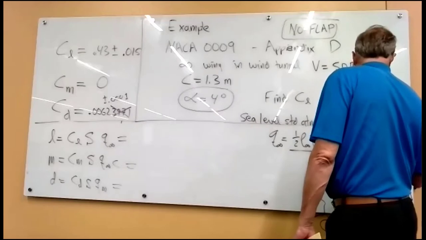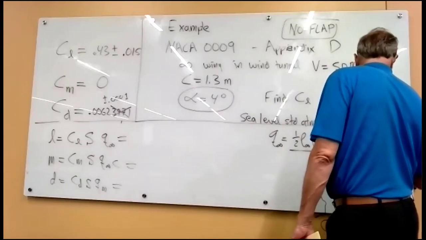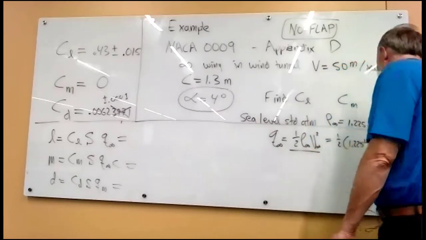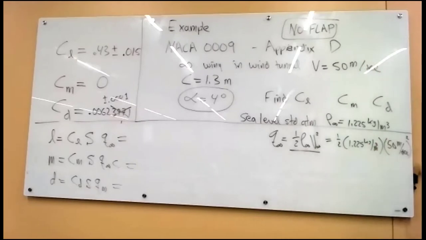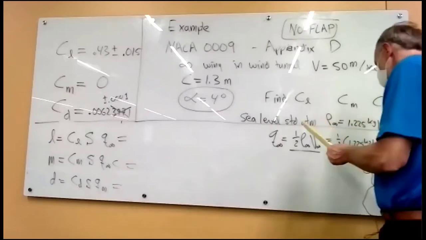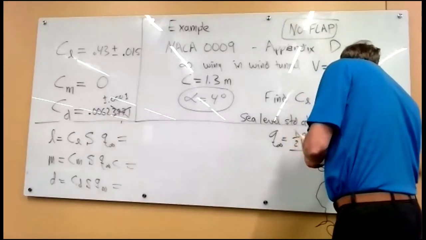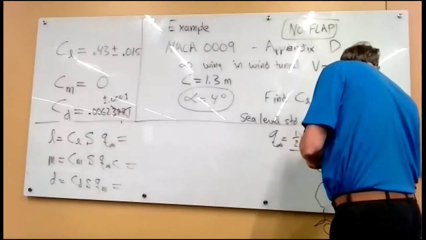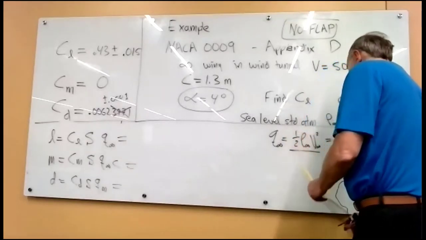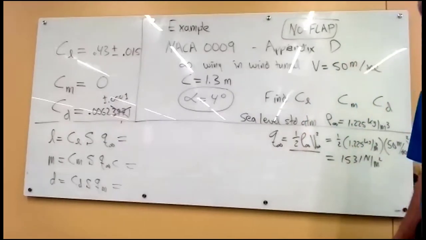And our speed was 50, right? And we've done the units on this enough that you find out that a kilogram meter per second squared comes out of this. So that gives you newtons, and then you get a meter squared on the bottom to get newtons per meter squared. So there's our dynamic pressure.